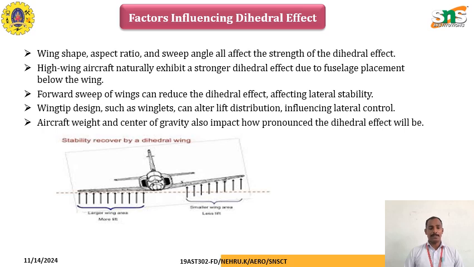Next, coming to the list of factors which influence the dihedral and its effects. One is wing shape, aspect ratio, and the sweep angle. All affect the strength of the dihedral effect. The high wing aircraft naturally exhibits a strong dihedral effect due to the fuselage placement below the wing, and the forward sweep of the wing can reduce the dihedral effect, which affects the lateral stability. Coming to the wing tip design, a winglet can alter lift distribution, influencing lateral control. The aircraft weight and center of gravity also impact how pronounced the dihedral effect will be.